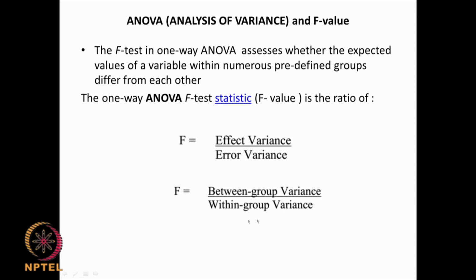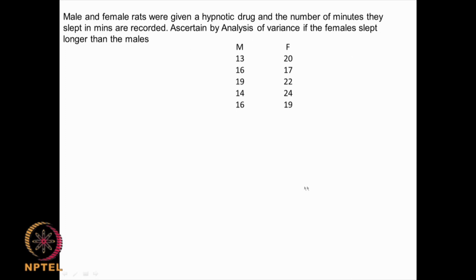Then I mentioned something called one way Anova. Let us look at some problems here. We have male and female rats, they are given a hypnotic drug and the number of minutes they slept are recorded. So, for male rats they took 5 samples here, for female rats they took 5 samples here, and these are the times they took, so many minutes they took to sleep.